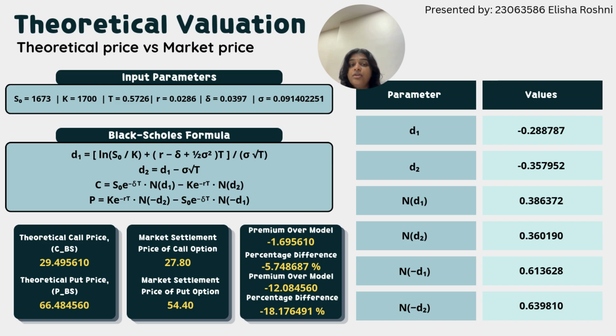This suggests that the call option is slightly undervalued compared to the Black-Scholes model estimation. Investors purchasing the call option in the market are paying a lower price than what the model predicts. For the put option, the difference is larger, with the market price being 12.08 lower than the theoretical value, representing an 18.17% difference. This indicates that the put option appears more undervalued compared to the call option. The larger gap may suggest that market participants are pricing in different expectations, such as lower demand for protection against downside movements or different views of future market conditions.